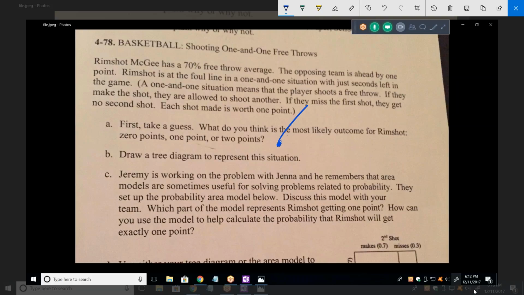So, this is a make first shot. This is a miss first shot. Probability on the miss is what? 3/10. Probability on the make? 7 over 10. 70%. Okay.